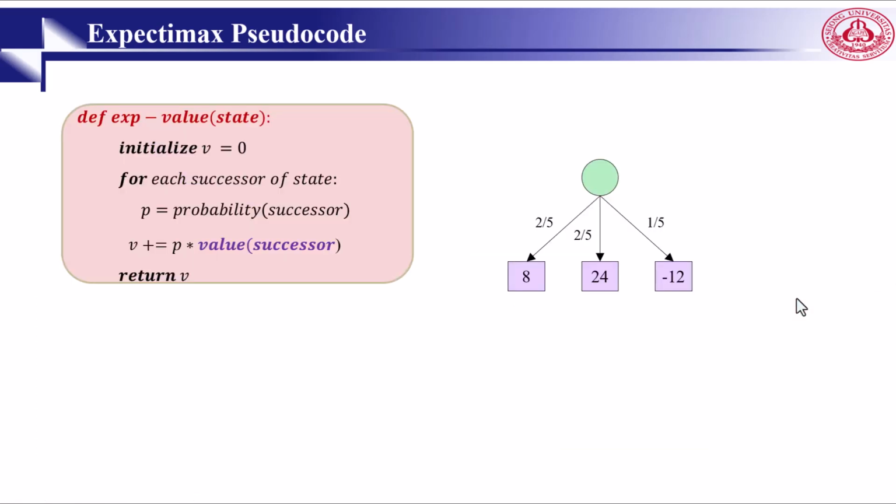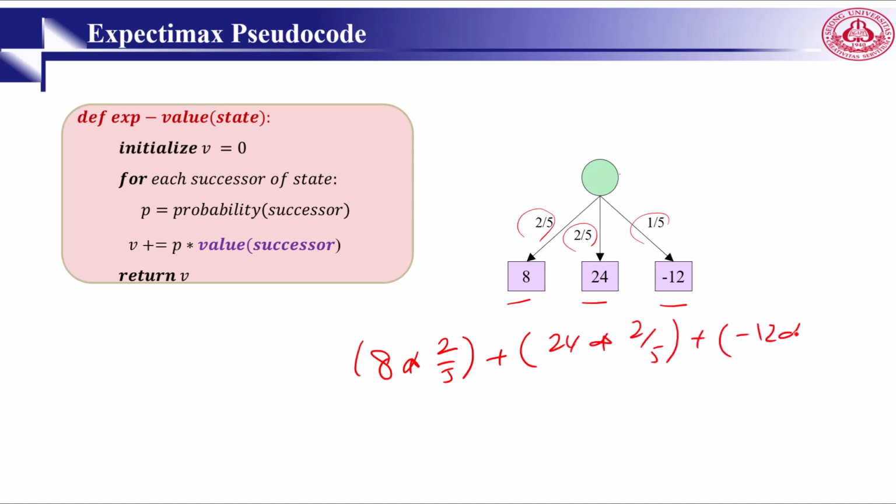Here is an example. So here we have 8, 24, and minus 12. 8 can be selected with probability 2 by 5, 24 with 2 by 5, and minus 12 with 1 by 5, right? So how do we calculate the value here? 8 multiplied by 2 by 5 plus 24 multiplied by 2 by 5 plus minus 12 multiplied by 1 by 5, which is equal to 10.4. So 10.4 will be here.